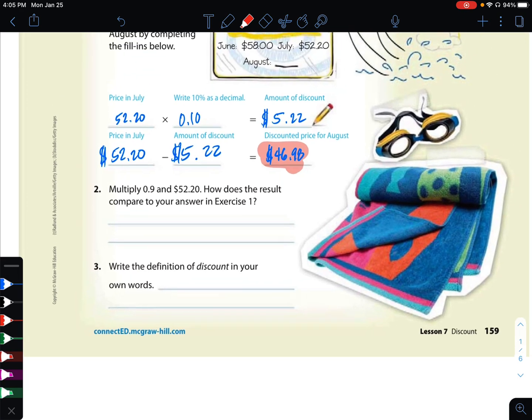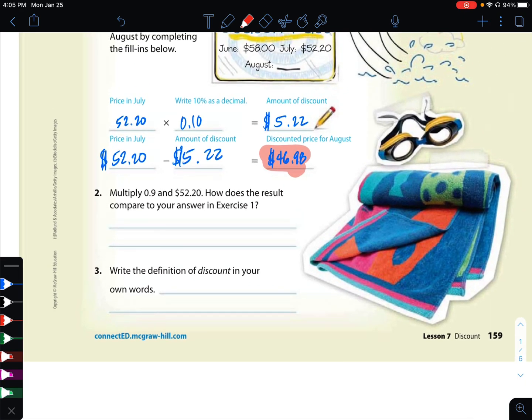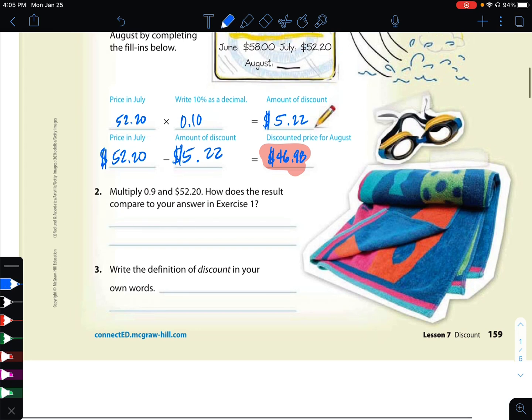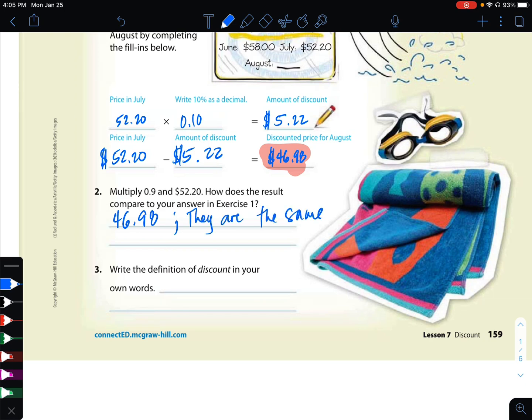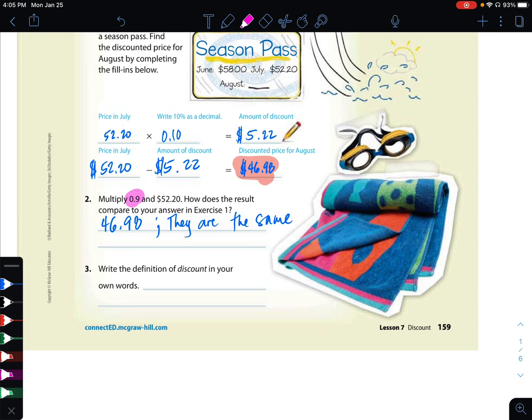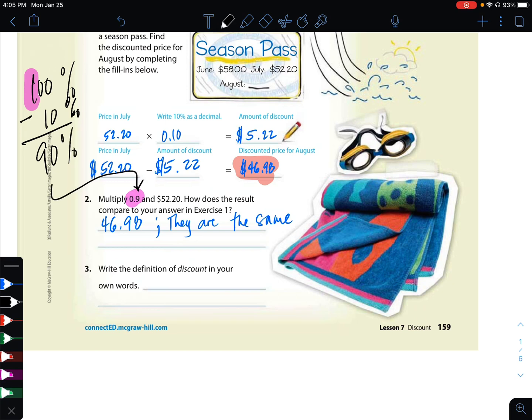Now it says here number two, multiply 0.9 and $52.20. How does the result compare to your answer in exercise 1? If you multiply 0.9 times $52.20, the product will also be $46.98, so they are the same. You might ask, where is this number 0.9 coming from? Well, if you get 100% and you subtract 10%, obviously you're going to get 90%. And the decimal for 90% is 0.9.